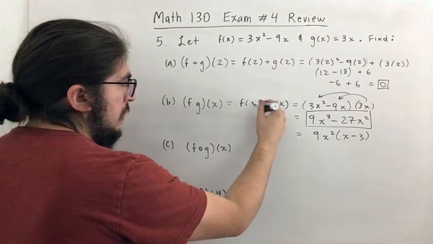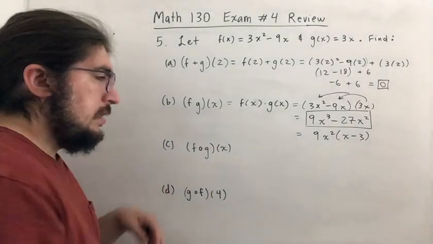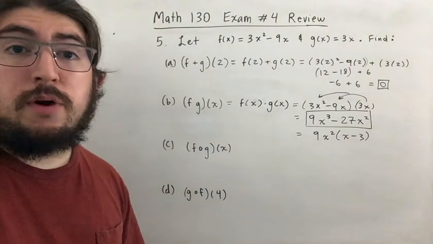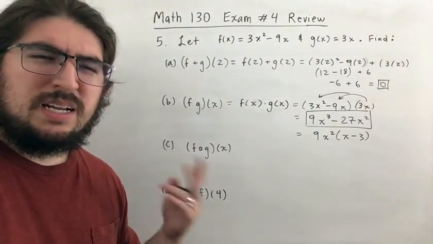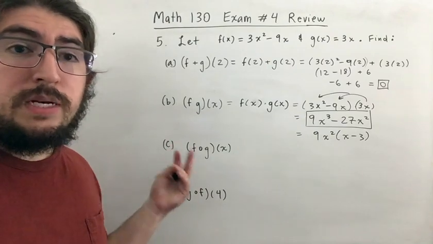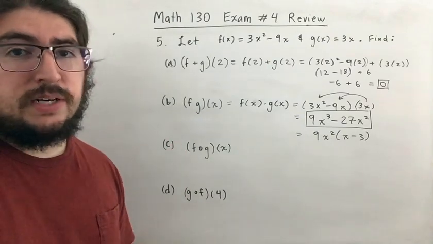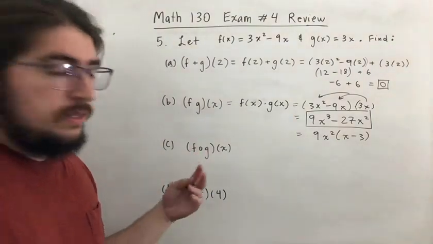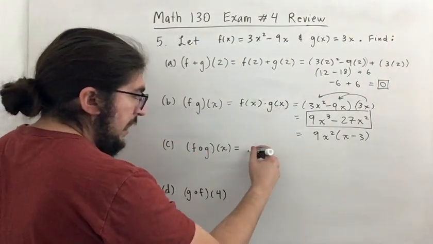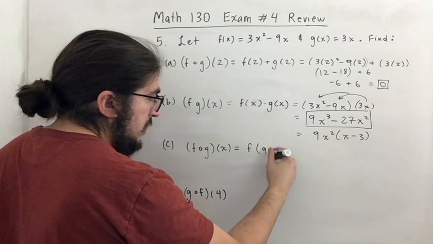Okay, so now moving on to C. So C and D, I think, are the more interesting ones. So here we have composition. Usually students find this kind of difficult, but what we're doing is we're taking one function of the other function. So the second one actually will act as an input of the first one. So the definition of this is to write this as f of g of x.